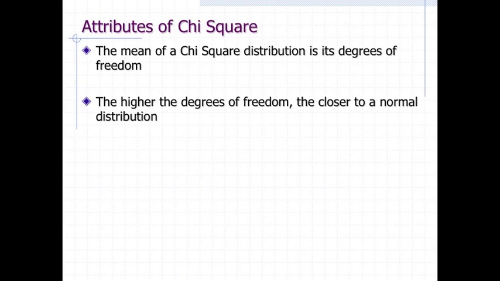One important attribute of the chi-square distribution is that its mean is equal to its degrees of freedom. A second important attribute is that the chi-square distribution approaches a normal distribution as the degrees of freedom increases. That is, the more degrees of freedom, the closer the chi-square distribution is to a normal distribution.